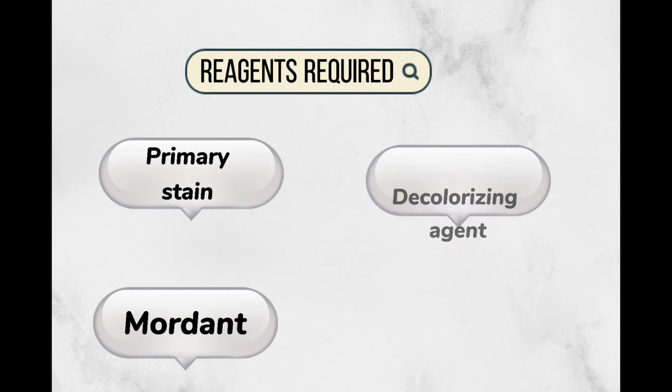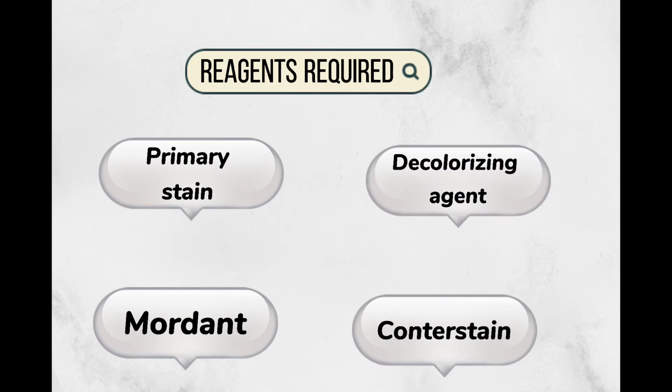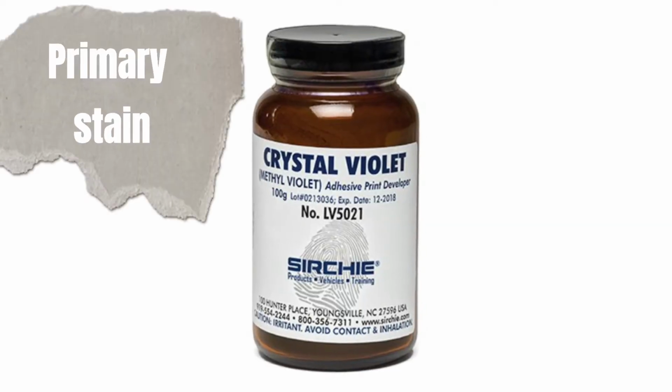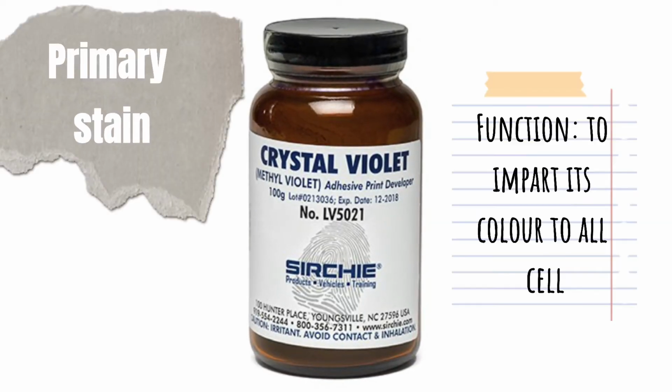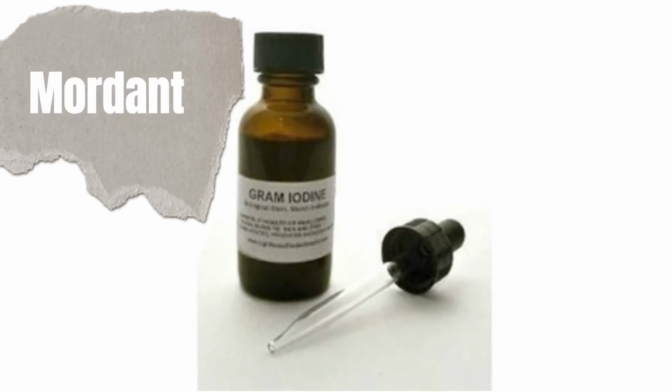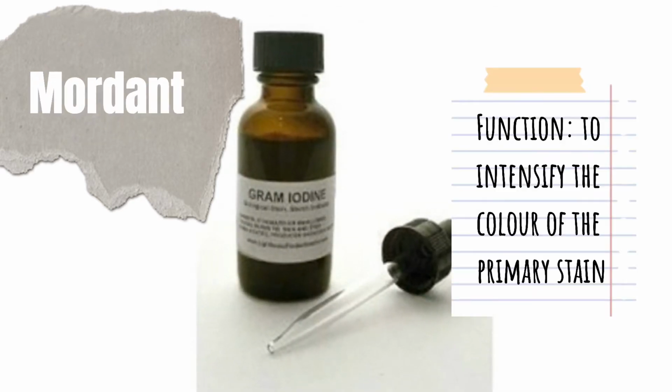The four reagents used in the gram stain are the primary stain, mordant, decolorizing agent, and counter stain. For the primary stain we have crystal violet. Its function is to impart the color to all cells. For the mordant, we use iodine. Its function is to intensify the color of the primary stain.